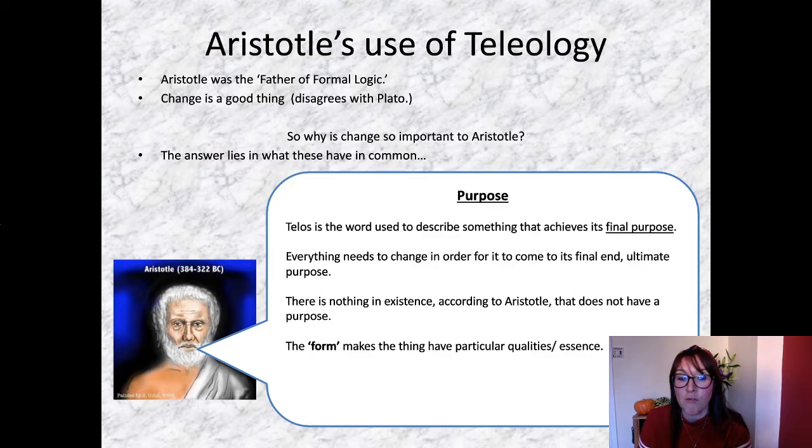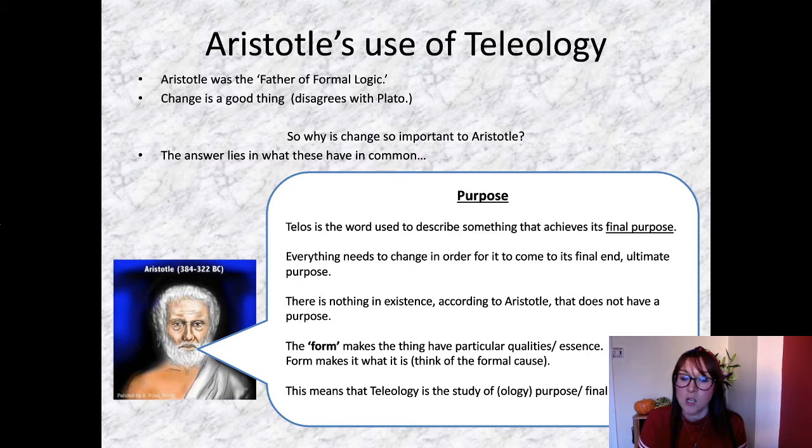For Aristotle, the form, lowercase f, hence why when you talk about Plato, it's very important to capitalise your F, so you know the difference between the different types of form. For Aristotle, form is just something's qualities, its essence, the form of it. And this really helps understanding when we come to the formal cause in a couple of slides' time. This means teleology is the study of purpose or final outcome.